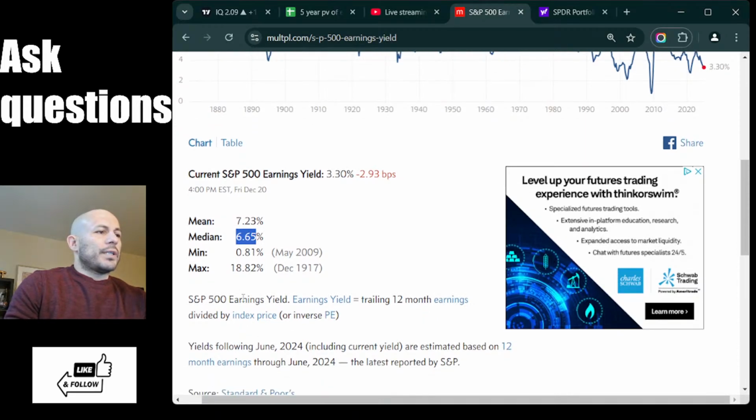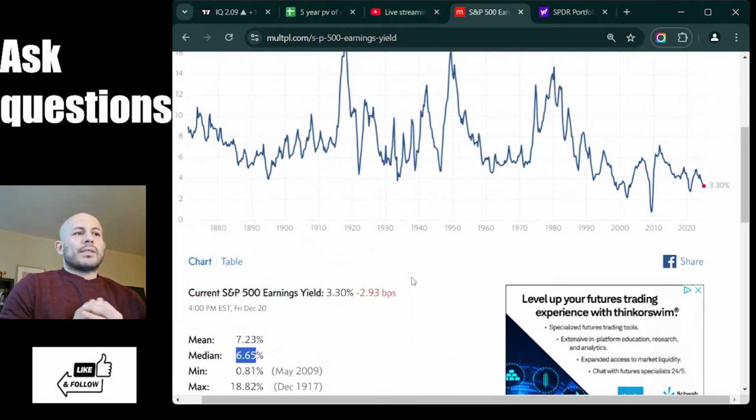Here they define the earnings yield: trailing 12 months earnings divided by the index price. So this S&P 500 is yielding 3.3%, and historically it's supposed to yield 7. That's the average. So what does that tell you? Wimpy yield, risky yield. They're pricing in a lot of growth. If they're wrong, it goes on sale.